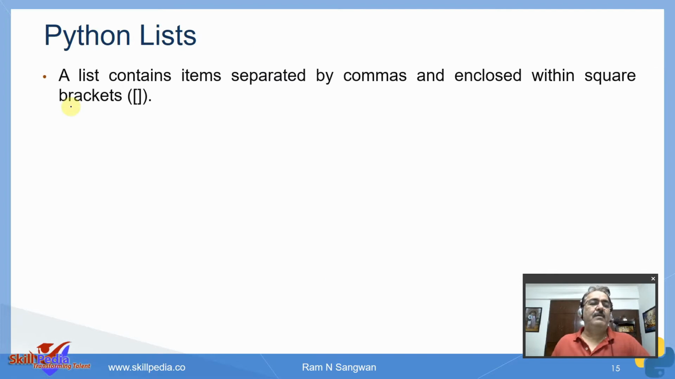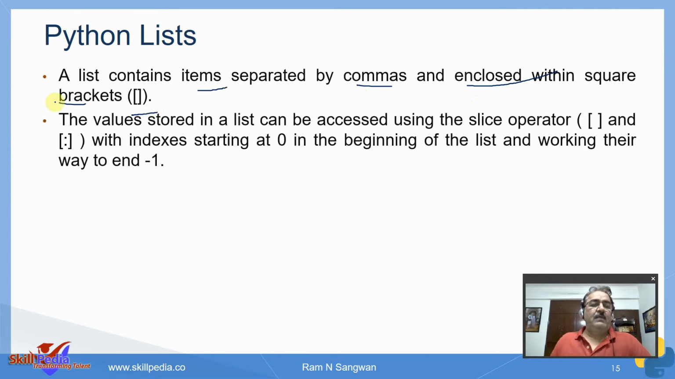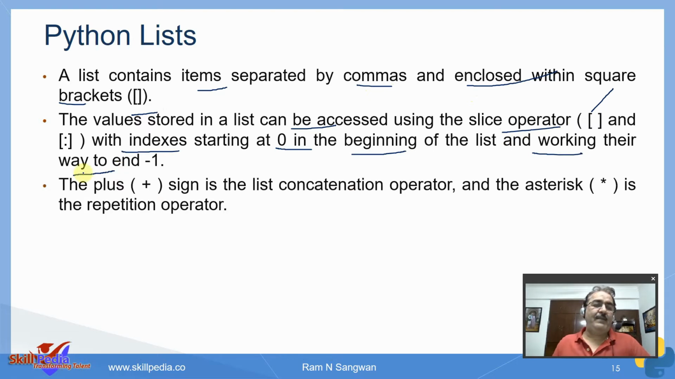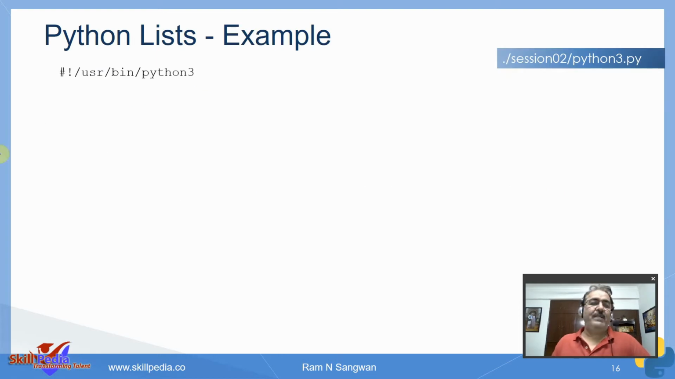Python list. A list contains items separated by commas and enclosed within square brackets. The values stored in the list can be accessed using the slice operator, the same slice, with indexes starting at 0 in the beginning of the list and working their way to -1 at the end. The plus operator is a list concatenation operator, the way it is used in strings, and the asterisk is a repetition operator. This also I demonstrated.